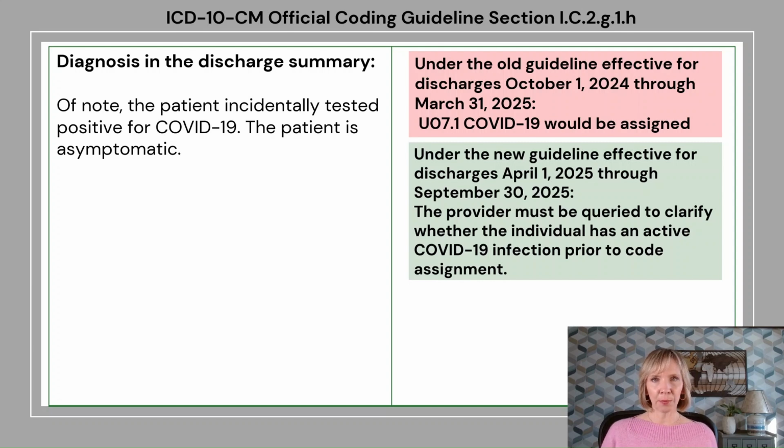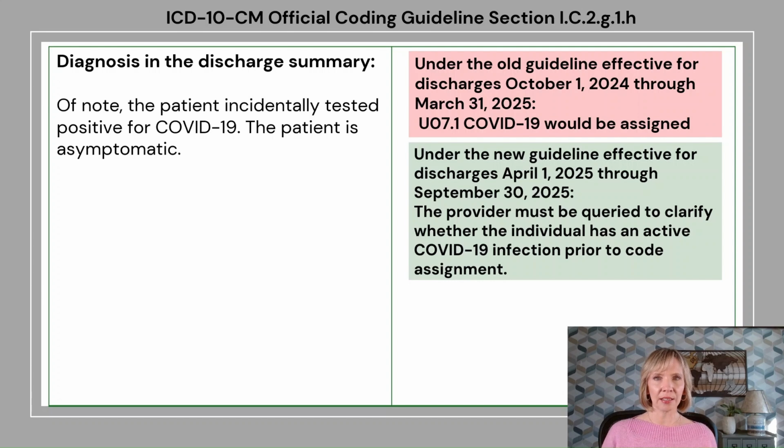This first example compares how the same diagnostic statement of a positive COVID-19 test in an asymptomatic individual is currently coded based on the guideline that is currently in effect through March 31st, 2025 discharges, compared to how it will be coded when the new guideline goes into effect for April 1st, 2025 discharges.